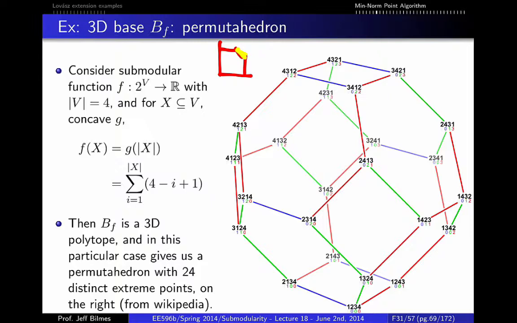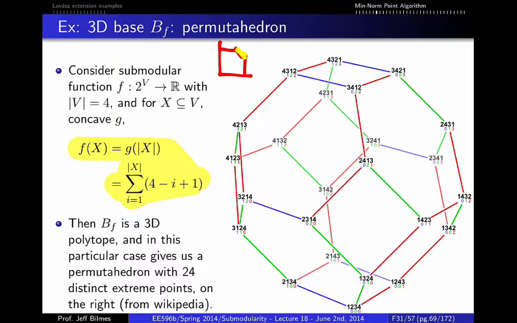Now the submodular function in this case is just this. So it's g, which is a concave function of the size of x. And this concave function is constructed from a sum. So in this particular case, this is the base polytope. Namely, it's really the points in R4 projected into R3 such that x of E is equal to f of E, or I guess V in this case, since we're using V as the ground set.